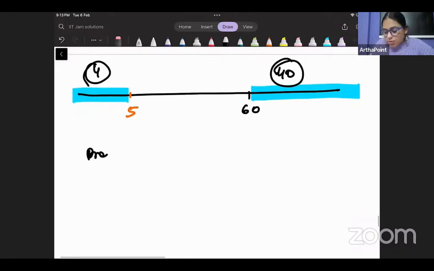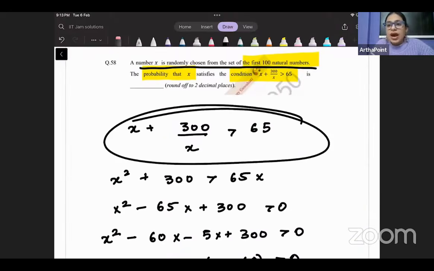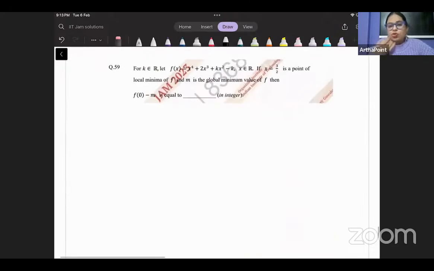So what is the probability of these x's? 4 x's here, 40 x's here. So there are 44 x's which will satisfy this condition, out of how many x's? 100 x's. So divided by 100, the answer will be 0.44. Clear beta? Okay. Come to question number 59.